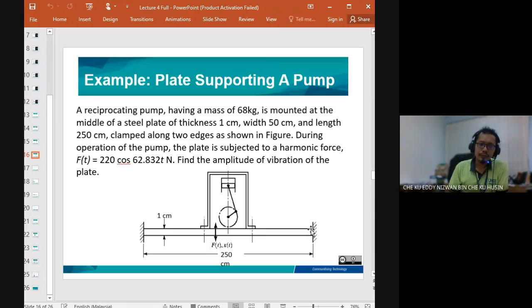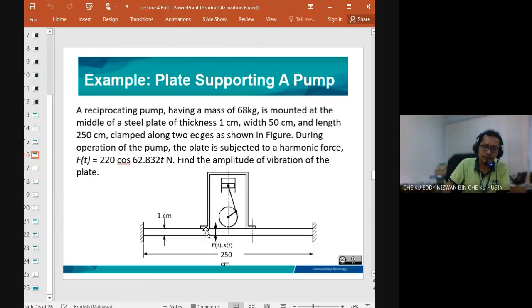So this is basically the steel plate, and we can treat it as a spring. The boundary condition fits a cantilever beam, and the dimensions are given. However, you have to first convert into SI units. Then, during the operation of the pump, the plate is subjected to a harmonic force.